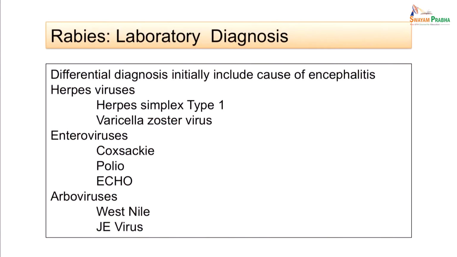Now, coming to laboratory diagnosis of rabies. The differential diagnosis of rabies actually includes any cause of acute encephalitis. So, the most important causes that are to be excluded are the encephalitis caused by herpes viruses like herpes simplex virus type 1, varicella zoster virus, then enteroviruses like Coxsackie viruses, polio and enteric cytopathogenic human orphan viruses, and arboviruses like Japanese encephalitis virus and West Nile virus.